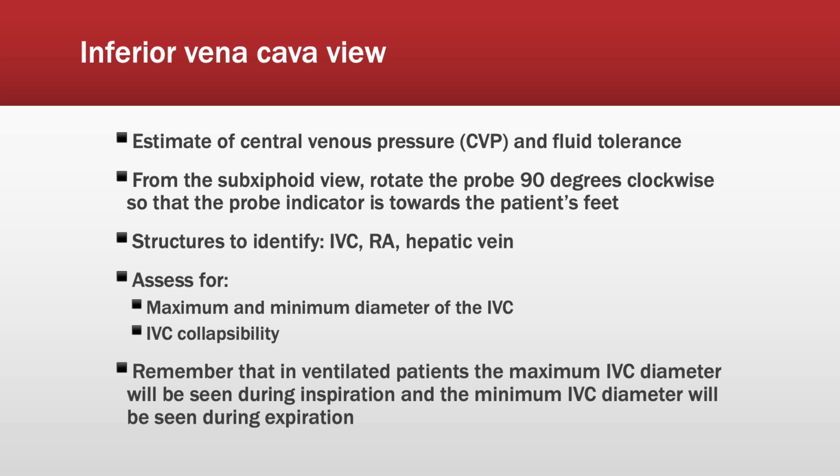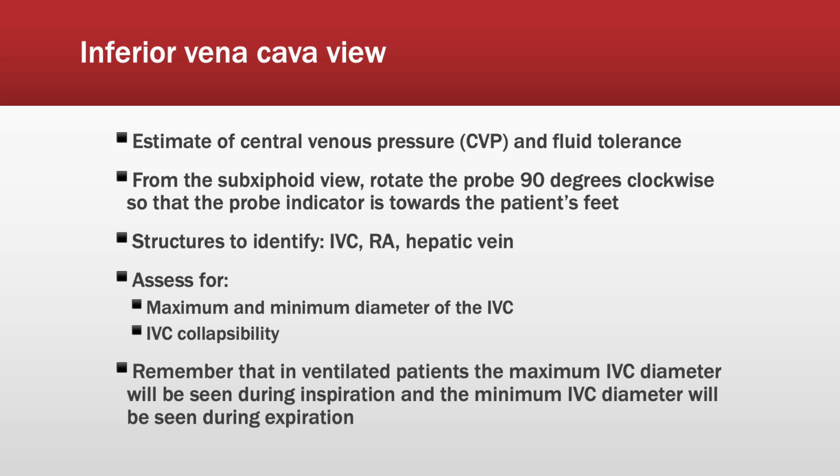The contrary happens in ventilated patients, where the positive end expiratory pressure may hamper the venous return during inspiration by increasing the intrathoracic pressure and reducing the pressure gradient between the abdominal and thoracic compartments. This leads to a maximum IVC diameter during inspiration and a minimum IVC diameter during expiration in ventilated patients, which is the opposite of what we're seeing with the spontaneously breathing patients.